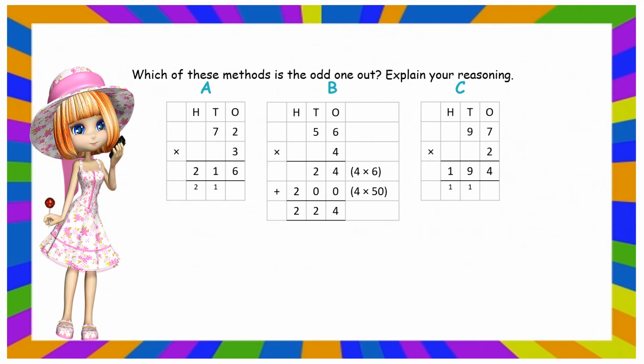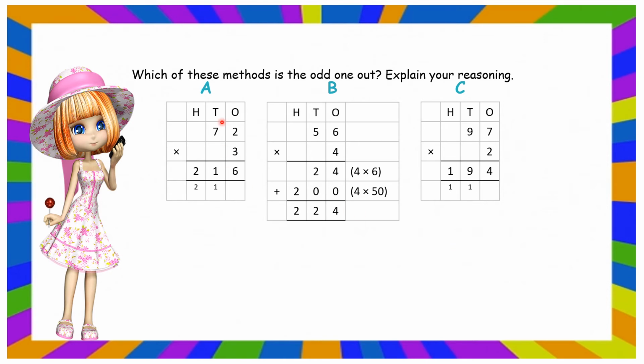Okay, which of these methods is the odd one out? Explain your reasoning. Pause the video and have a go. We have method A, we have method B, we have method C. Do you remember what these methods are again? Okay, have a look, pause the video and decide which is the odd one out.